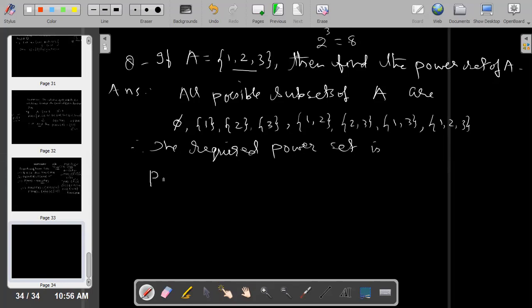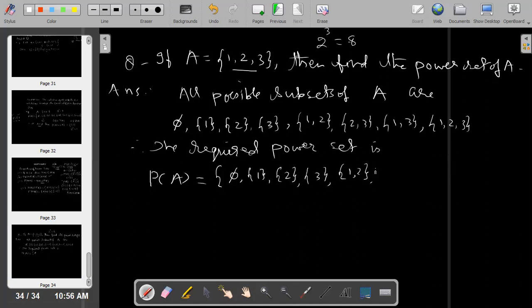denoted by capital P of A, and we have to make the set of all these sets. So in a power set, all elements are themselves sets: the null set, 1, 2, 3, 1 2, 2 3, 1 3, and 1 2 3. Okay, got it?